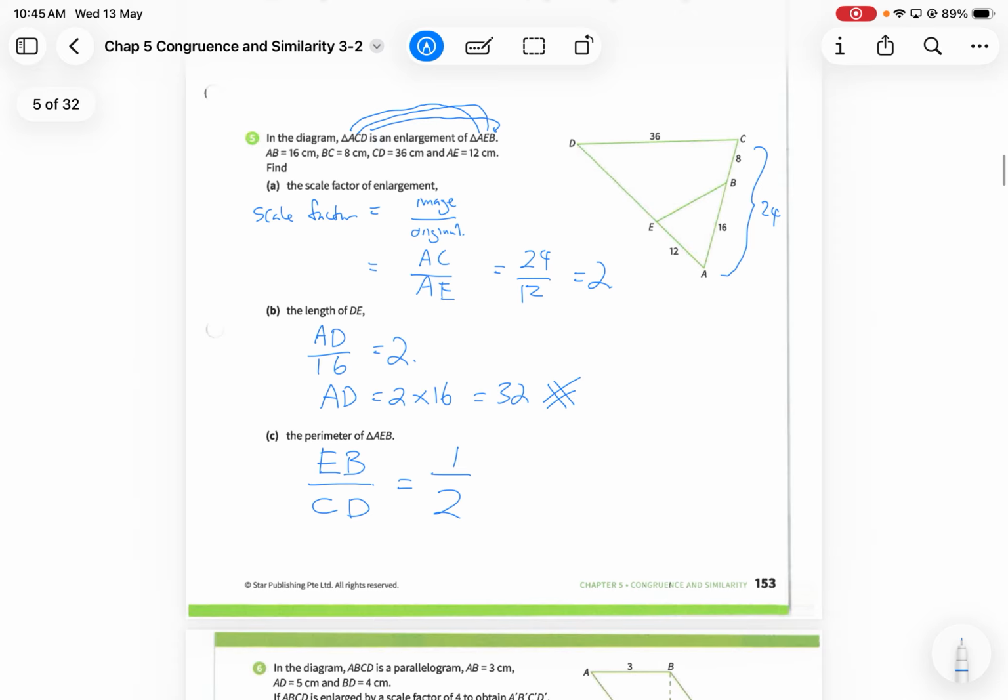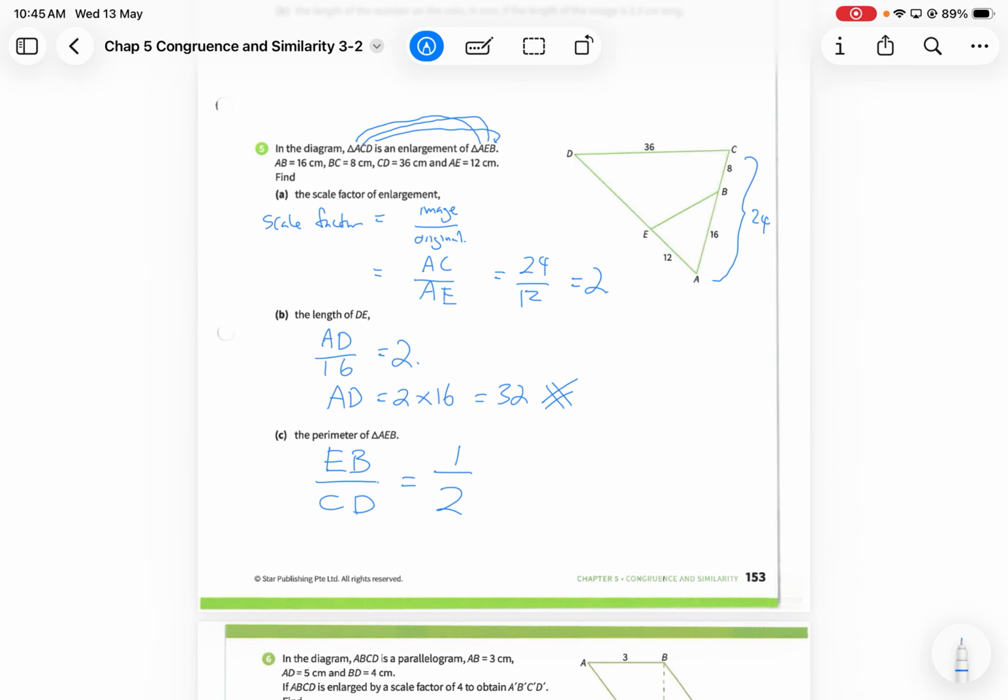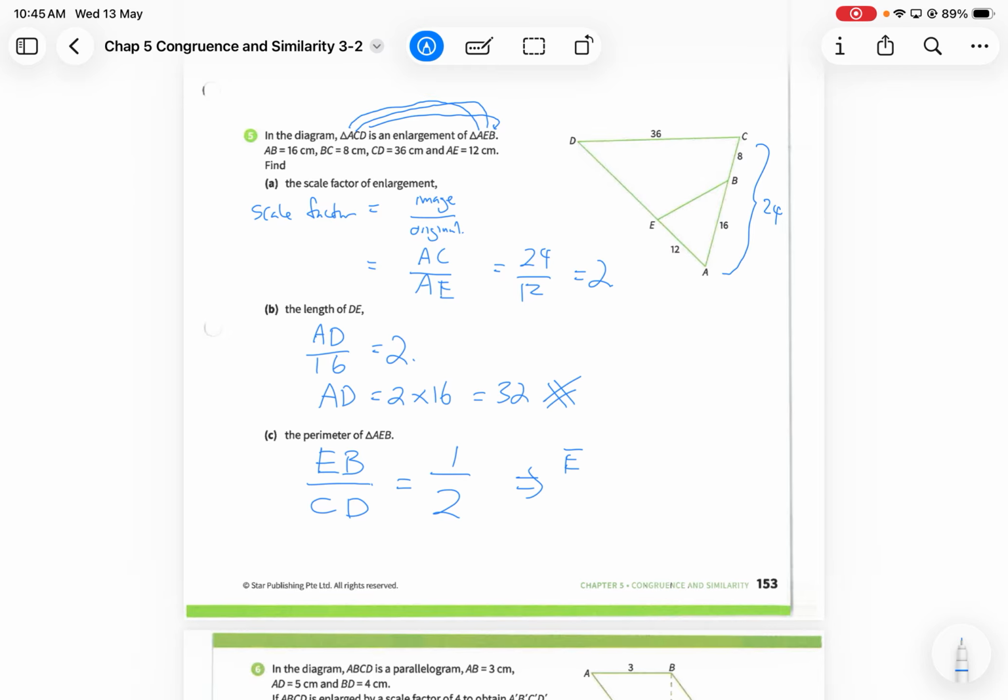Okay, so EB is half of CD. Half of CD, so EB is 18. After that, we want the perimeter, we add up 18 plus 12 plus 16 equals 46.